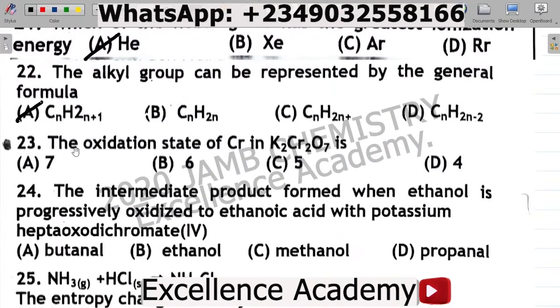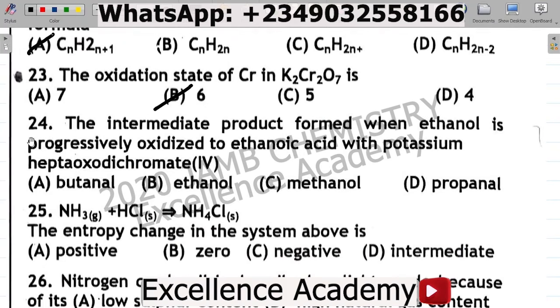So it means the oxidation state of chromium there is +6. Hence, this particular compound is called potassium heptaoxodichromate(VI), because 6 is the oxidation state of chromium in this compound.